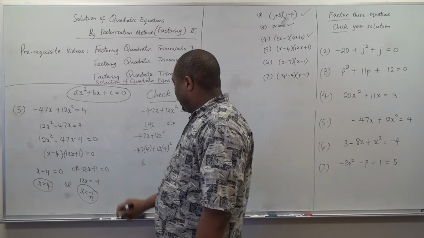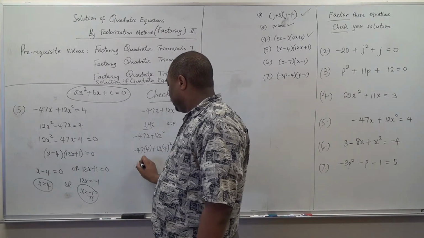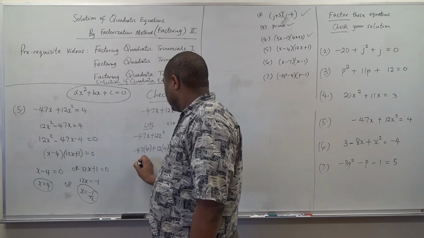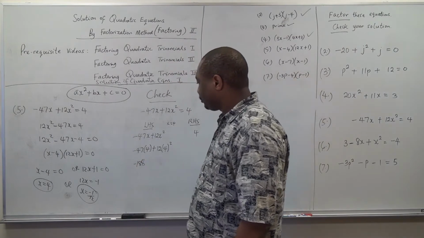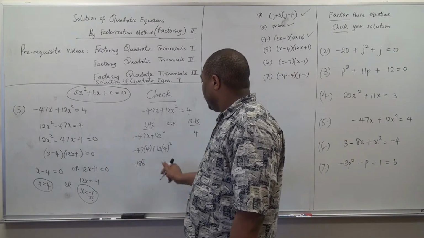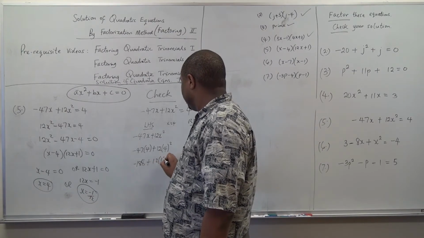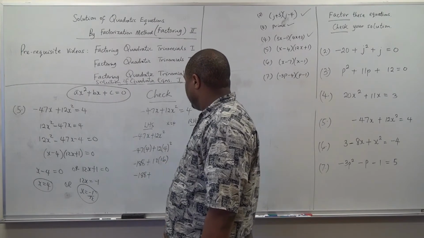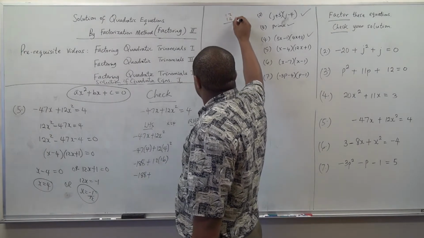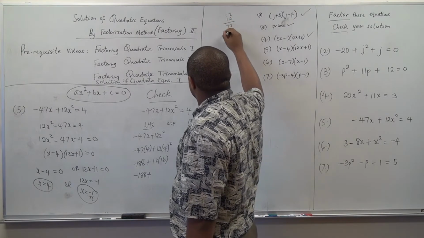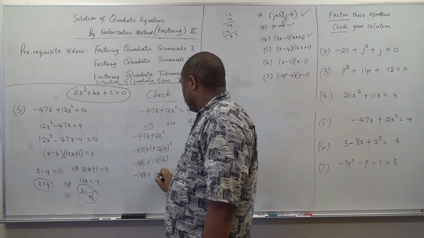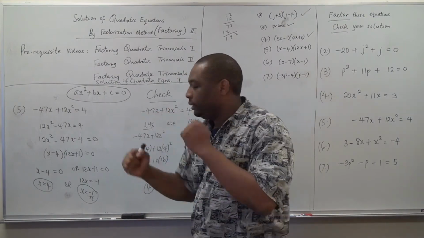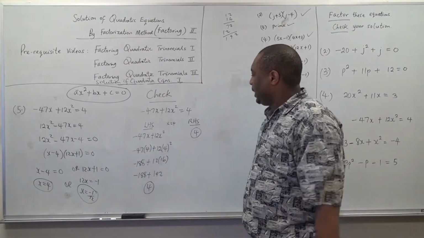4 times 7 is 28. 8 carry 2. 4 times 4, 16 plus 2, 18. Right? Negative 188. Then plus 12 times 16. So negative 188 plus 12 times 16. You do that. 12 times 16 is 192. So 192 minus 188 will give you 4. 4 here, 4 here. Good. It works for x equal to 4.